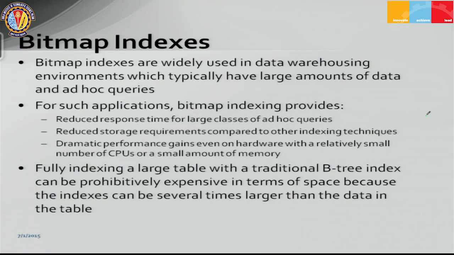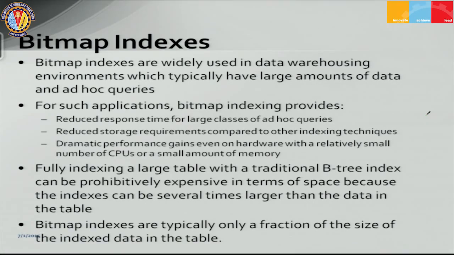And fully indexing a table with a traditional B-tree index can be prohibitively expensive in terms of space, because the index can be several times larger than the data in the table. So B-tree indexes take up a lot of space. So bitmaps offer a cheap alternative in terms of space, and at the same time provide you with performance benefits, and typically use only a fraction of the size of the indexed data in the table.